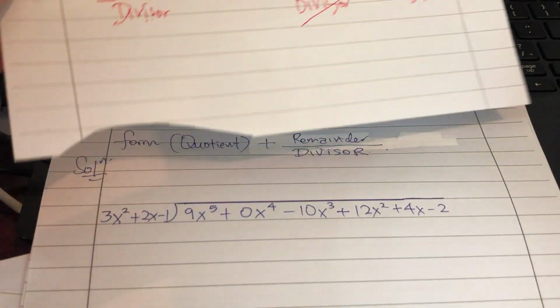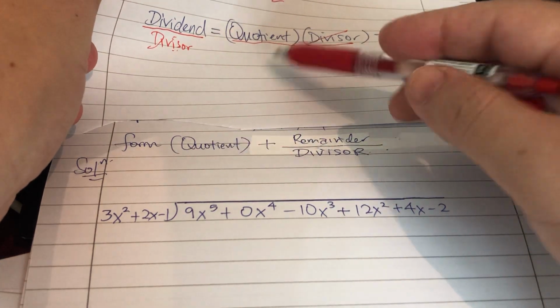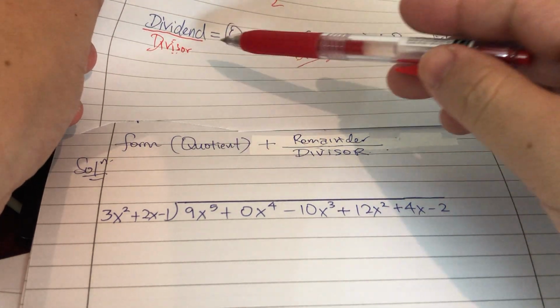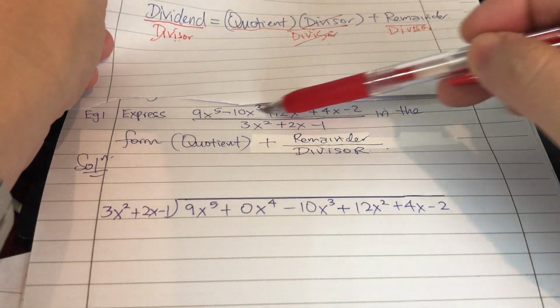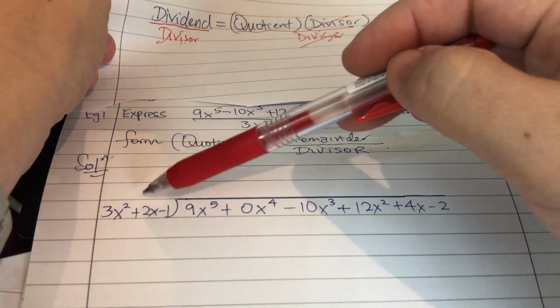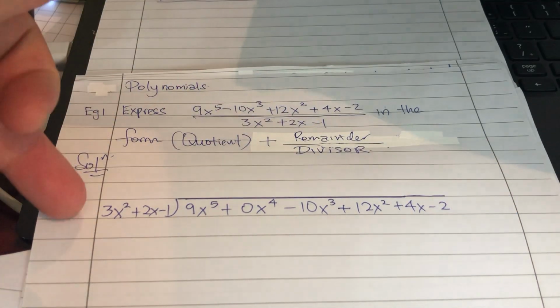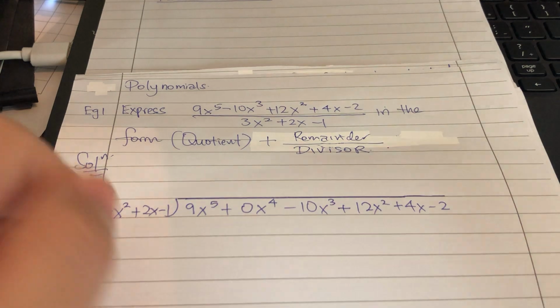Is it this form? Yeah, it's this form: quotient and then remainder over divisor. Meaning to say, this fella here is your dividend divided by the divisor, and then it equals whatever. So how do you do this question? We can use long division.